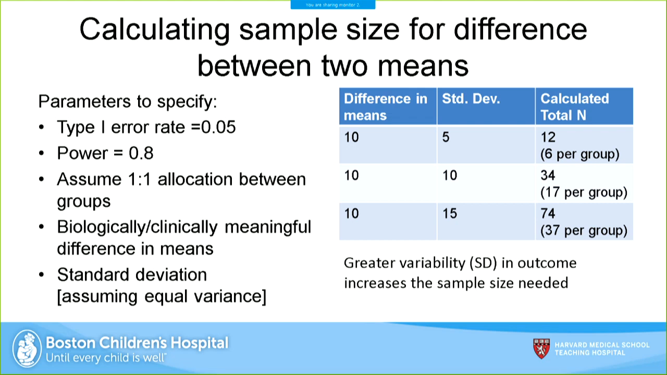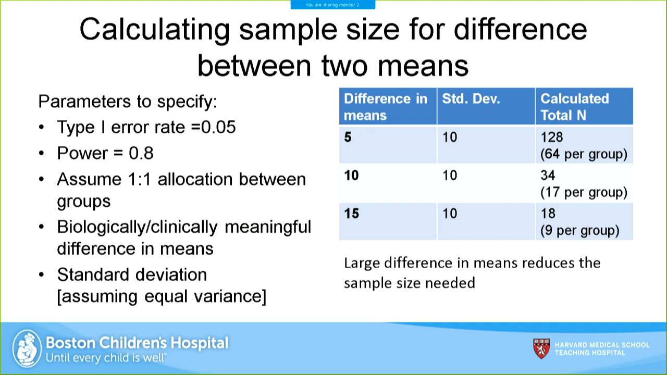You can see that the total sample size increases. So for small standard deviation, it requires only 12 individuals. But if you have a more variable measure, you're going to need more data, more subjects to really detect the same difference in the means. In another scenario where we're looking at varying the difference in the means, but fixing the standard deviation, for a very small difference, a small effect size, you're going to need a big sample size to detect the difference.